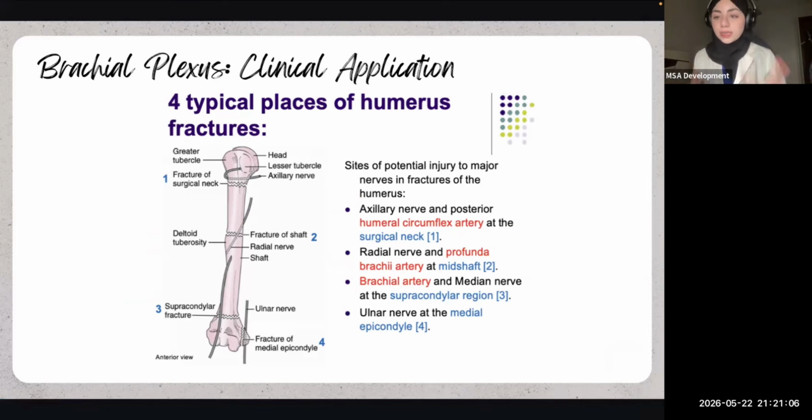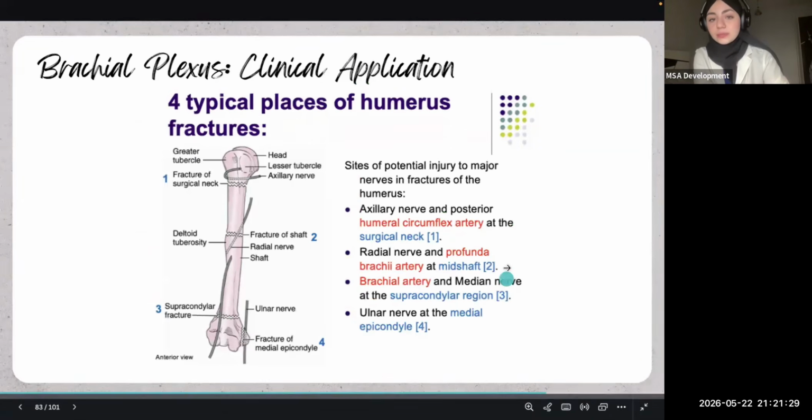Now I want to apply some clinical applications, and please, please, please, everything we've discussed, memorize well, understand it, because most of the questions that will come from the brachial plexus are not going to be direct questions. It's going to be clinical applications. So a person is going to come with a certain deformity, like maybe claw hand, and they're going to ask you what part of the brachial plexus is affected.